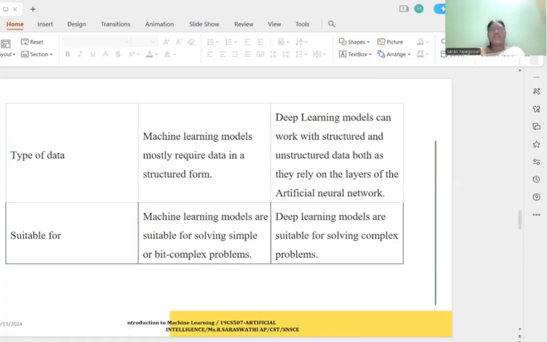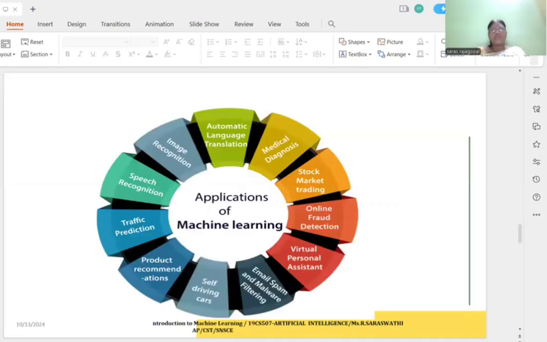Types of data. Machine learning requires only structured data, but in deep learning, both structured and unstructured data are suitable. Machine learning models solve simple or fairly complex problems. Deep learning solves very complex problems.